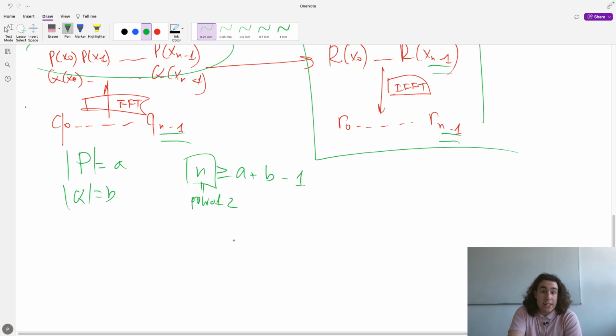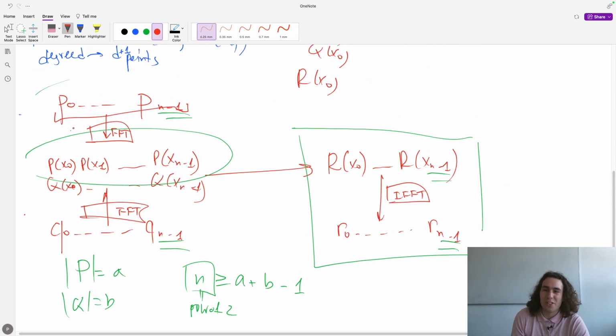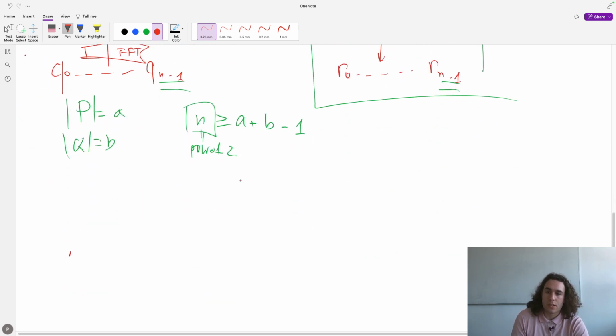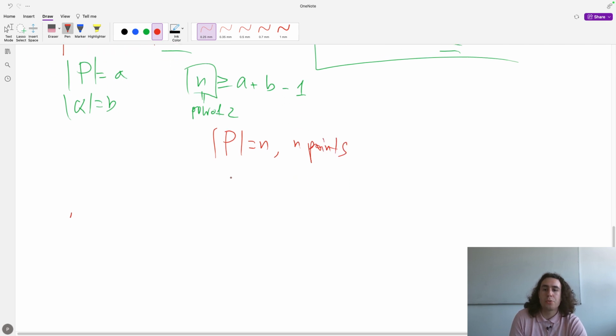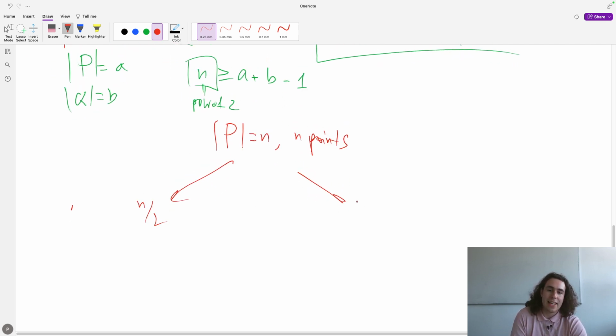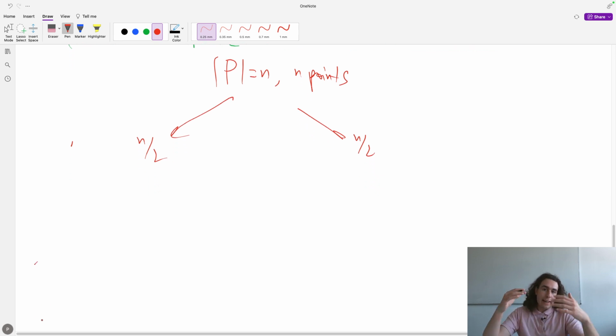Okay, and how we're going to solve this? As I said, we're going to do it divide and conquer way. So we have two polynomials of size n that we want to compute in n points. Wait, no. Not two polynomials, right? Now we're talking about this FFT, so we only have one polynomial. We have one polynomial that we want to compute in n points, right? P of size n and n points. We want to break it down into two polynomials, each of size n half, right, in linear time. And then we're going to have our nice divide and conquer structure.